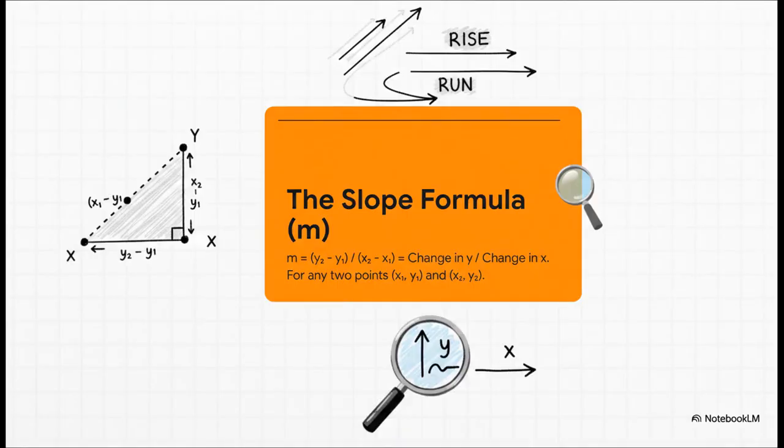M is just the symbol we use for slope. No big deal. And if you look really close, you'll see it's just a slightly fancier way of saying rise over run. The change in the y-coordinates is our vertical change, our rise. And the change in the x-coordinates, that's our horizontal change, our run. It's the same idea, just dressed up for a formula.